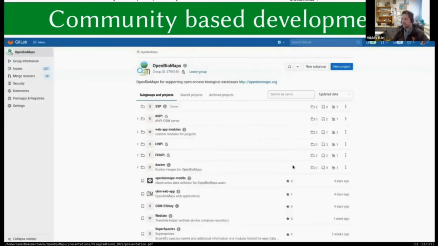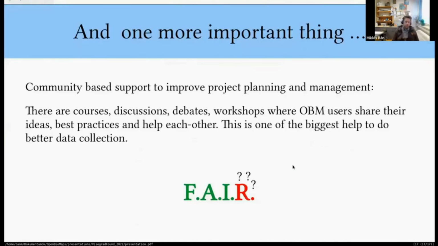The community-based development is also an important part. All of our source code and developed software is on GitLab, mostly, and some part on GitHub. All these projects are open, and people can join the development. And finally, one more important thing: the community-based support to improve the project planning and management. So there are courses, discussions, debates, workshops where the Open BioMaps users can share their best ideas, best practice, and help each other. And this is, I think, the biggest help to do better data collection.